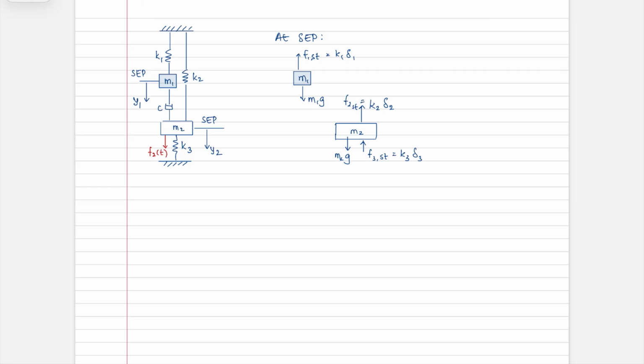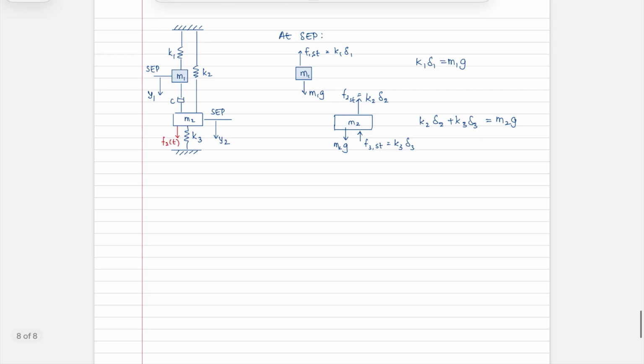Why is it upward? It's because as gravity acts, this will be pulled downward, and so this will be in elongation. Why is this upward? As gravity acts, this is pulled downward, and this spring would be in compression, so it's acting upwards. Okay, so at the SEP, since the net inertial forces are zero, you have then that K1 delta 1 is equal to M1g, and K2 delta 2 plus K3 delta 3 is equal to M2g.